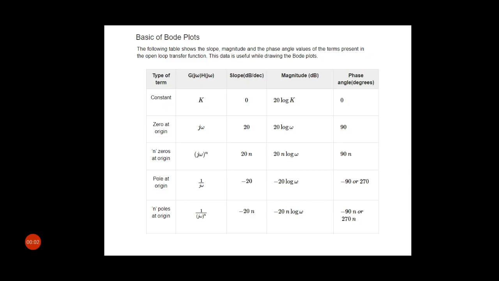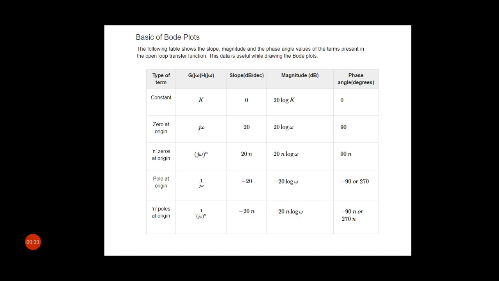Hello student. So based on our previous discussion, I have formed this table. Okay, so see the table. This following table shows the slope, magnitude and phase angle values of the terms present in the open loop transfer function. Okay, and this data is useful while drawing the Bode plot.